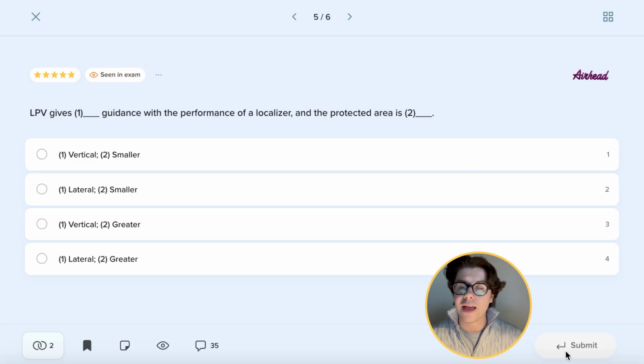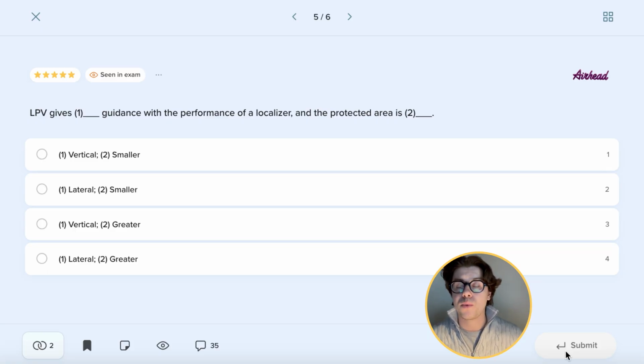LPV is a type of approach, so it's a precision-like approach, localizer performance with vertical guidance. In most cases, this is flown using GPS signal, so the GPS is guiding us both laterally and vertically towards the airport. This is a very precise approach, the most precise type of GPS approaches that we can fly.